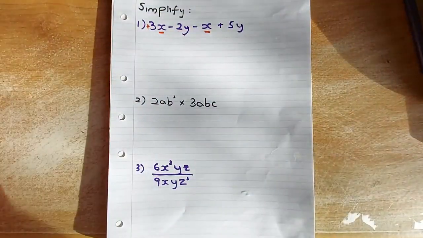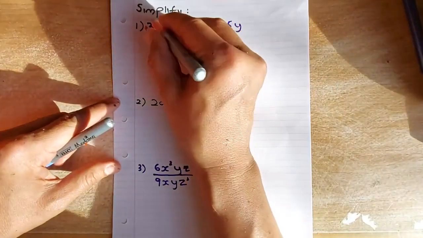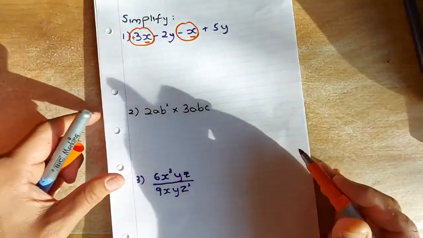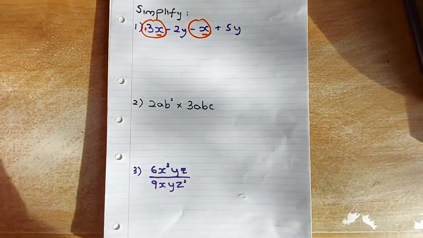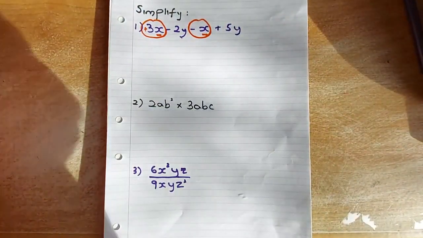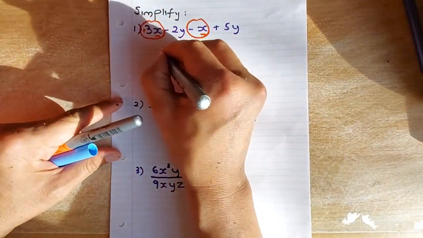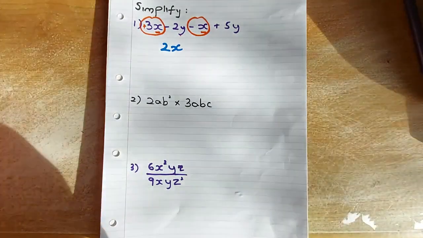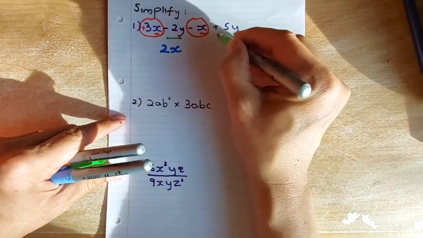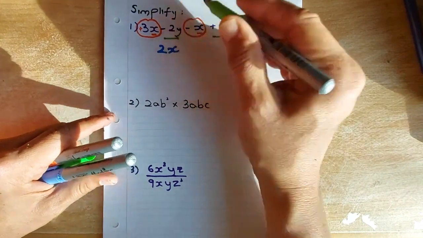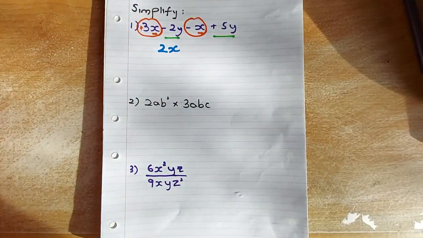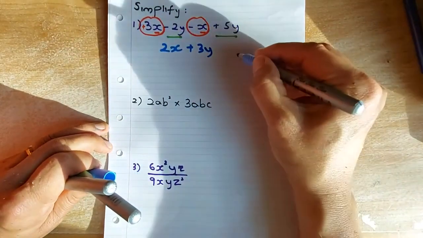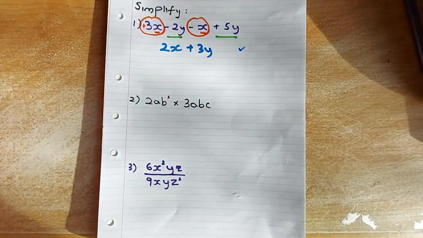So now we're going to add the x family. So x family, we have plus 3x and minus x. So if you have plus 3x minus x, you get 3 minus 1, you're going to be 2x. And then we look at the second family, minus 2y plus 5y. So 5y minus 2y, you're going to get 3y. So plus 3y, and that is a simple tick in the exam.